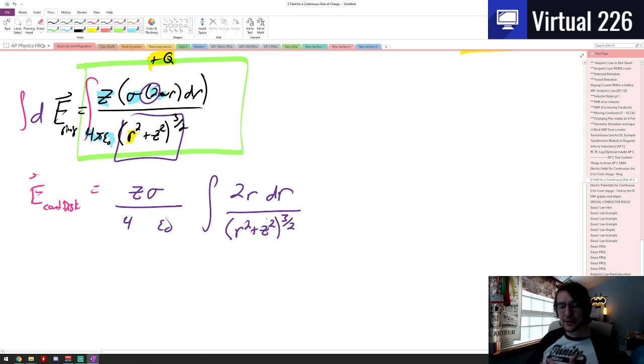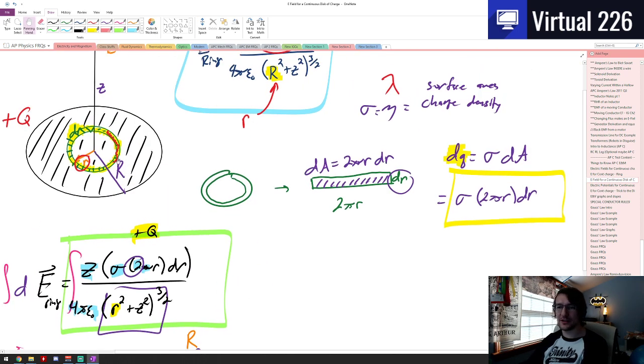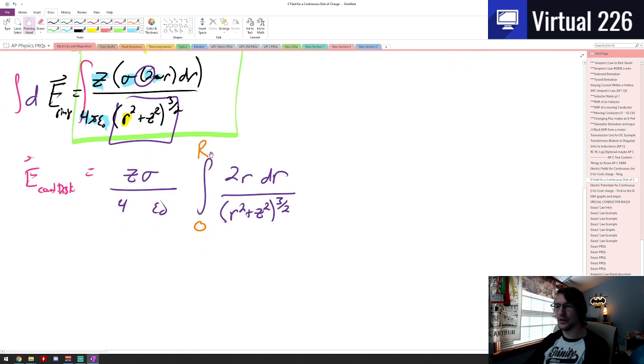Okay? And the cool thing about this is that when we're integrating here, we're integrating from the center of our circle, 0, out to the entire radius of this disk. So I'm going from the very center out to the entire radius of the disk, all out on the edge. So those are going to be the bounds of my integral.